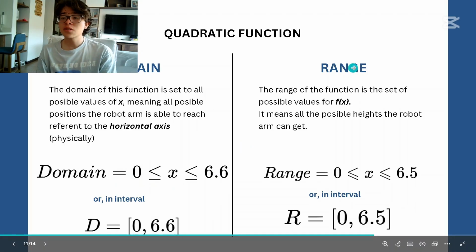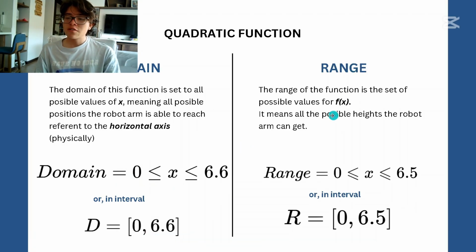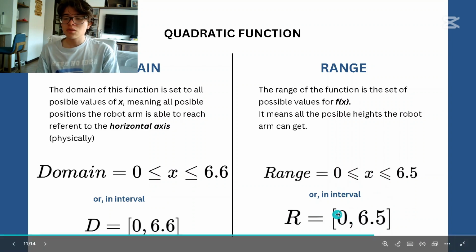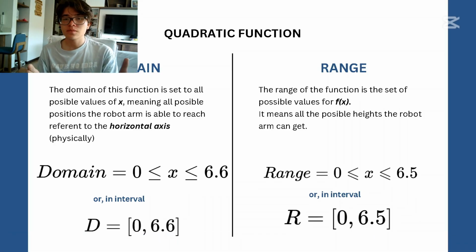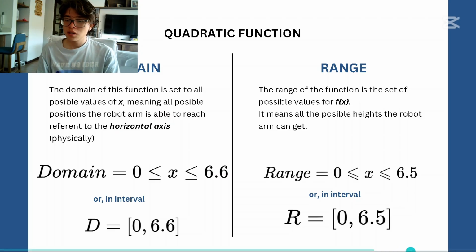Something similar happens with our range, where we have a mathematical range of minus infinity to 6.5, but our physical range is just from 0 to 6.5, because we will say that this 0 on the vertical axis will be like the floor, so our robotic arm is not supposed to go below the floor. Next.